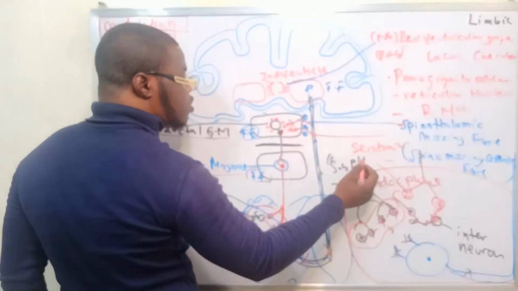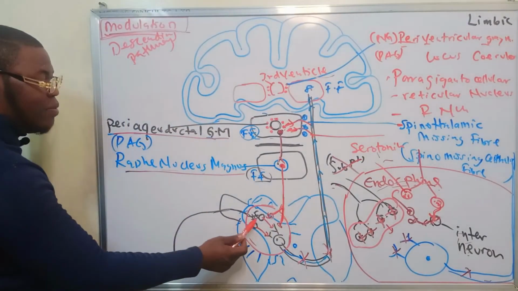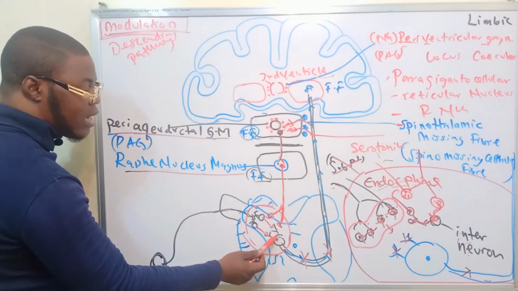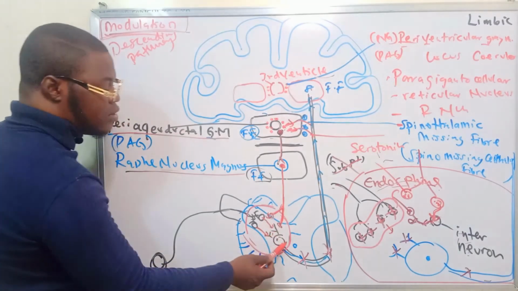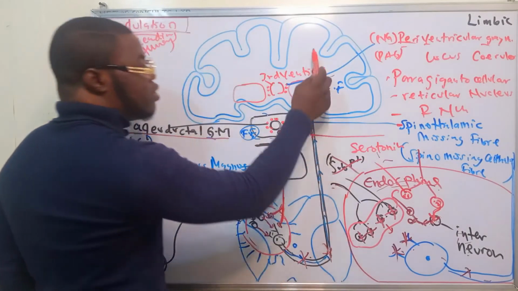And that is what will stop the effect of substance P. And when your first order neuron cannot produce substance P, it cannot send an impulse down to the second order neuron. And since there is no transmission of impulse again, there will be no perception of pain.